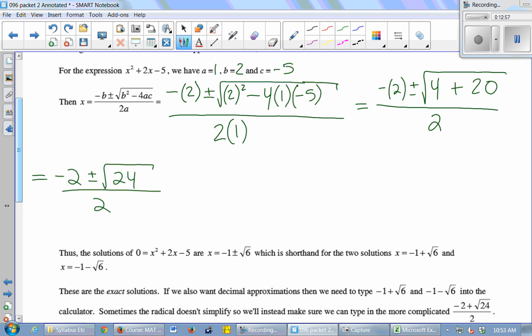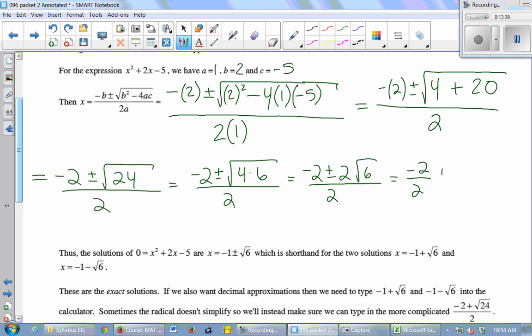The square root of 24 can be simplified, right? Does 24 have any perfect square factors? 6 and 4. So I'm going to rewrite my 24 as 4 times 6. And then the square root of 4 is 2, so I'm going to bring it outside the radical and make it a 2. So this is -2 plus or minus 2 root 6 over 2. And then you can break this into 2 fractions, -2 over 2 plus or minus 2 root 6 over 2.